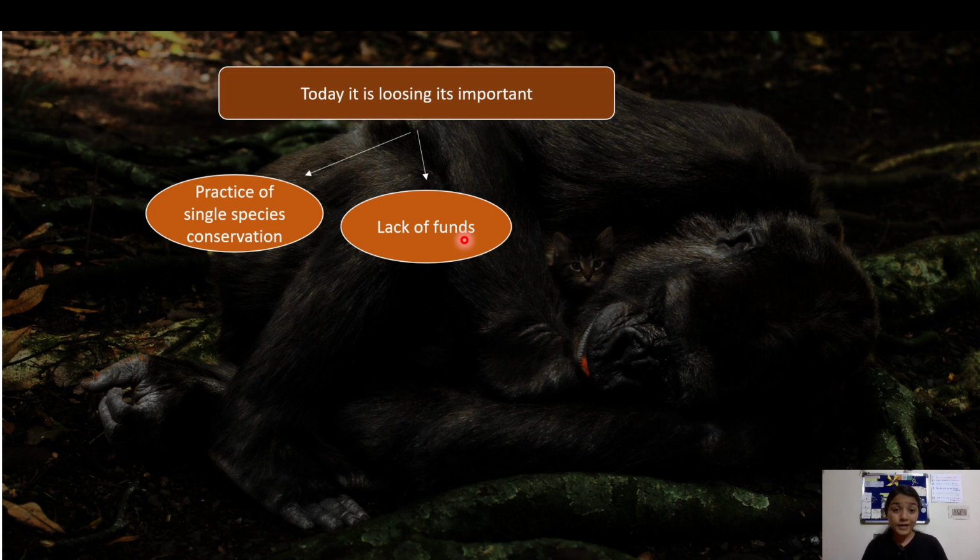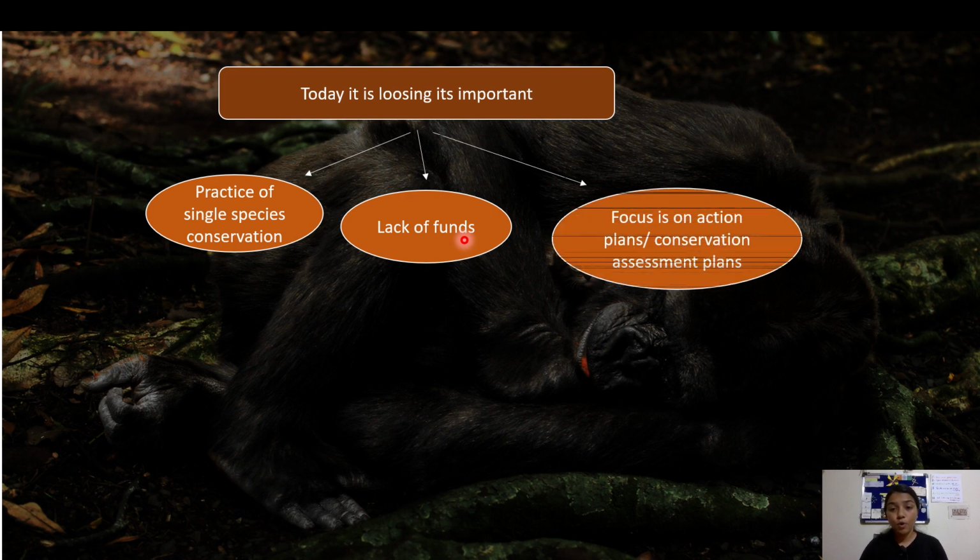So a lot of fund is needed. Likewise, for surveys also, the surveyors have to go from one place to another place to compile this list, and that also requires money. So there are many different levels where money is required, and therefore lack of funds is also one of the reasons why it is losing its importance.